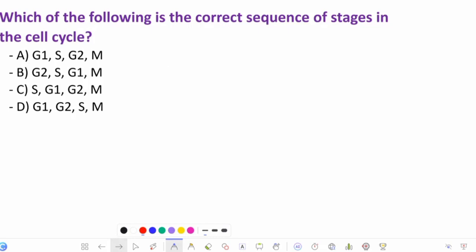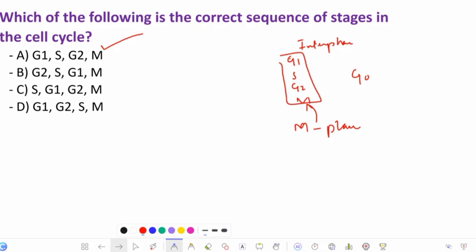Next one, which of the following is the correct sequence of the stages in the cell cycle? We have basically two. Number one, interphase, and number two, M phase. If we divide the first one, here we have G1 and then S and then G2 and then M phase. So the correct sequence is the first one, G1, S, G2 and M phase. There is another phase, G0, but it is not a regular phase of interphase. So the correct cell cycle sequence is G1, S, G2 and M phase.